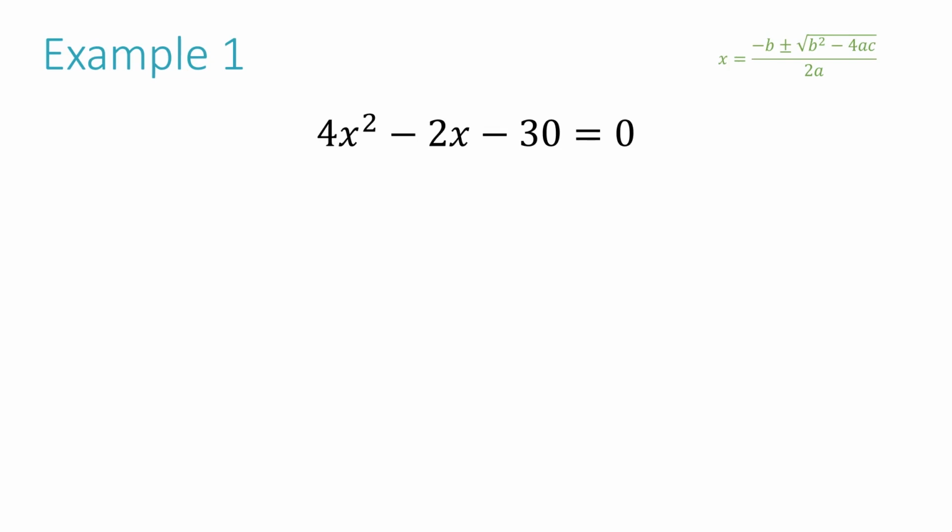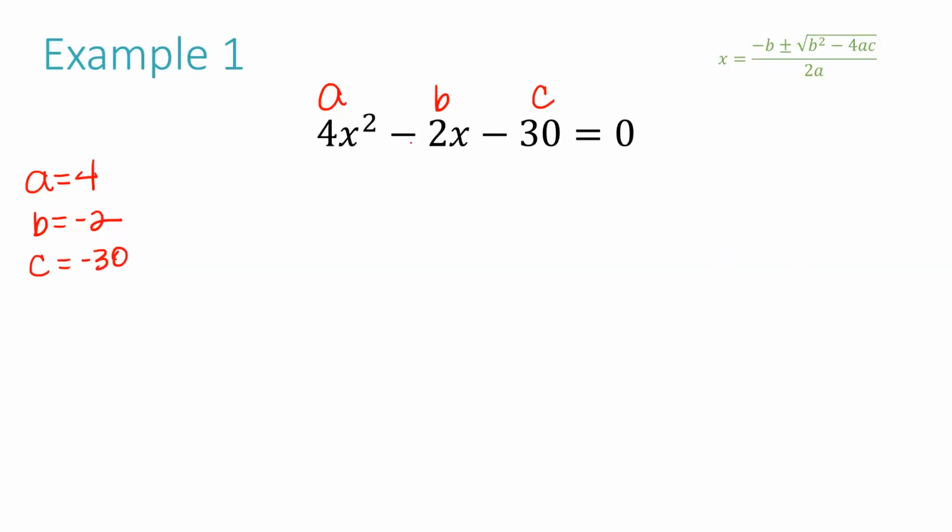Next, I'm going to identify the different parts of the quadratic formula that I need to pull out of this equation. So a is going to come from this first term, b is going to come from my second term, and c is going to come from my third term. I'm going to clarify even more so what these values are over here to the left. a equals 4, b equals negative 2, and c equals negative 30.